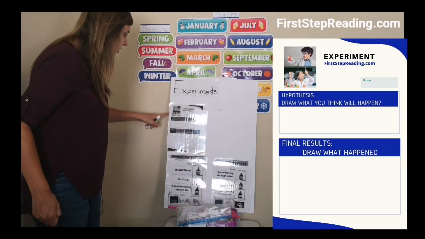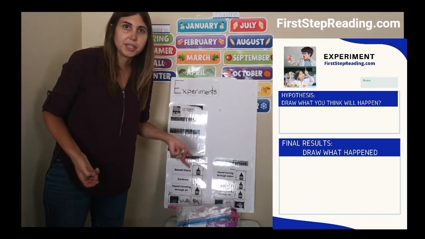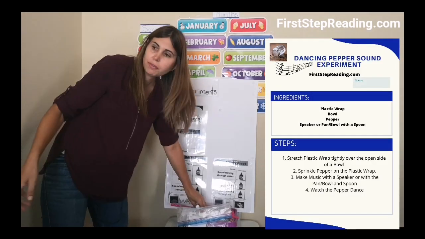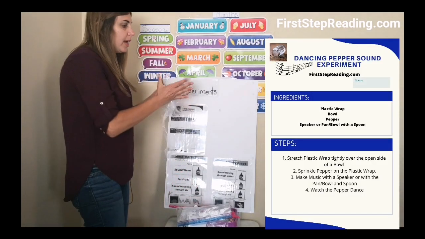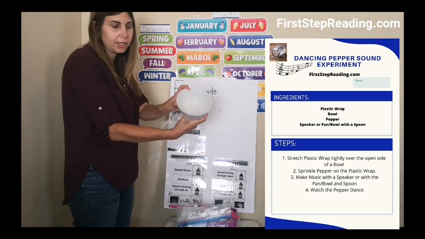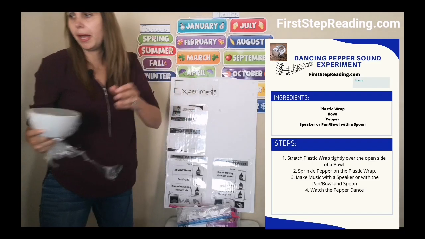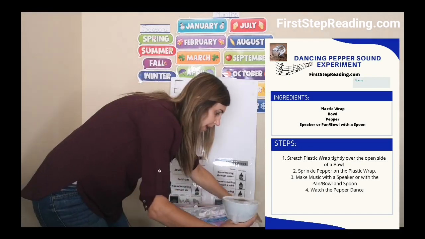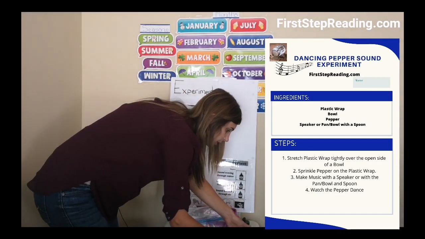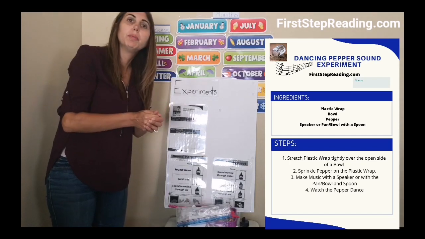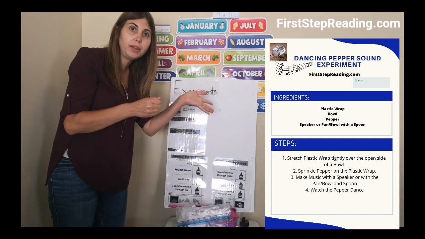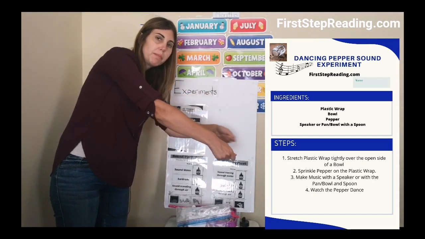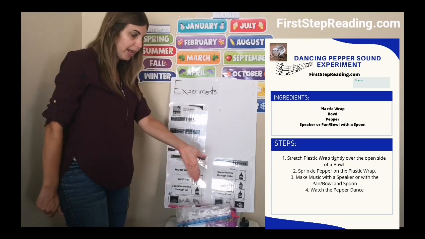So for experiments, the first thing you do is make a hypothesis. You make a guess on what you think is going to happen. Our first experiment is we have a bowl with plastic wrap. We're going to put pepper on the plastic wrap. Make sure the plastic wrap is really tight. Then we're going to put our bowl next to a speaker with music. Or you could bang a pot and see what happens to the pepper.